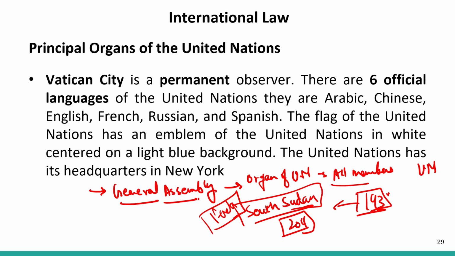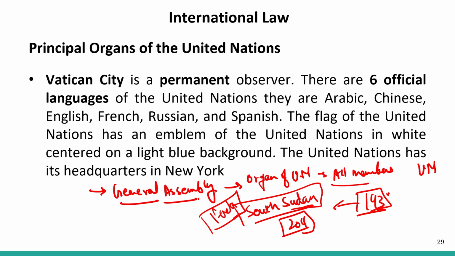So when you talk about how many members there are in the United Nations, there are a total of 193 members in the General Assembly, who are represented by their representatives. The representatives are elected by the countries, and they are sent to the United Nations where they represent the country from where they are coming. This is the main purpose of the General Assembly organ.